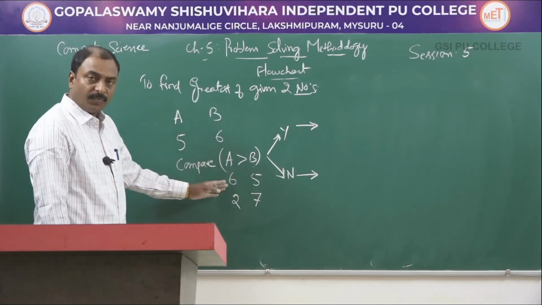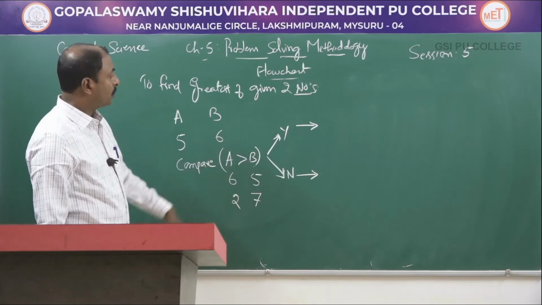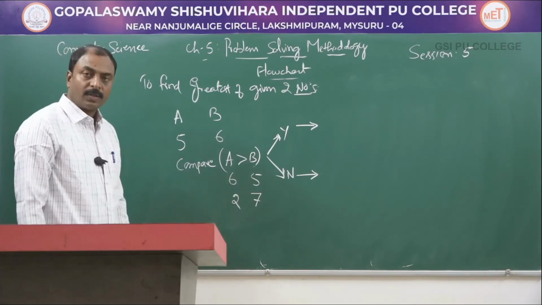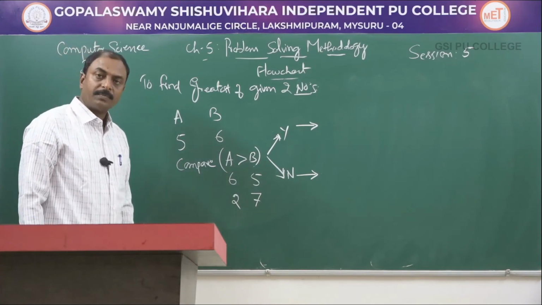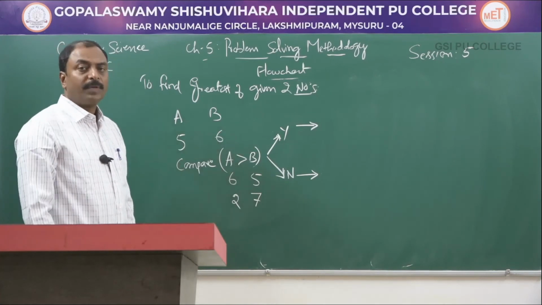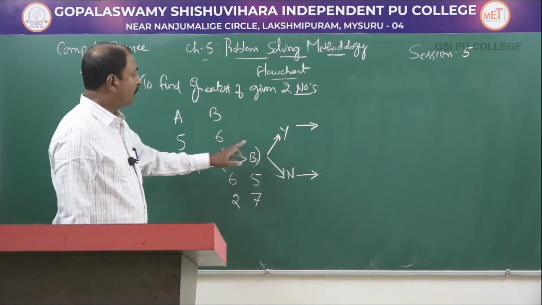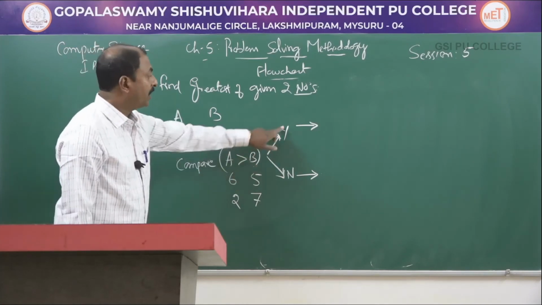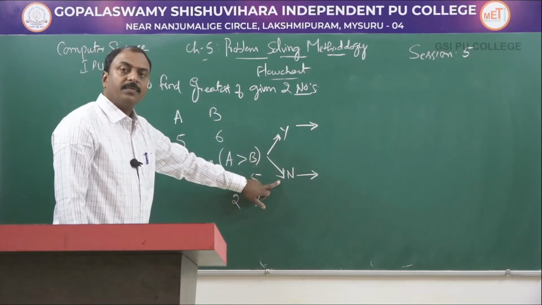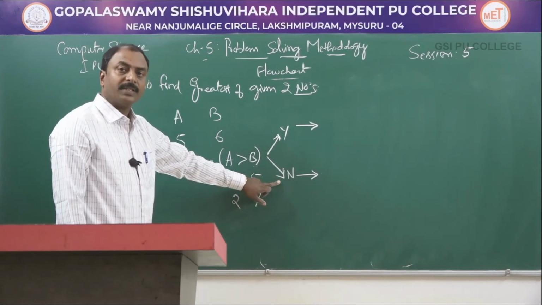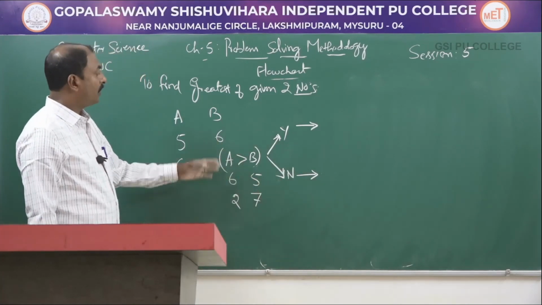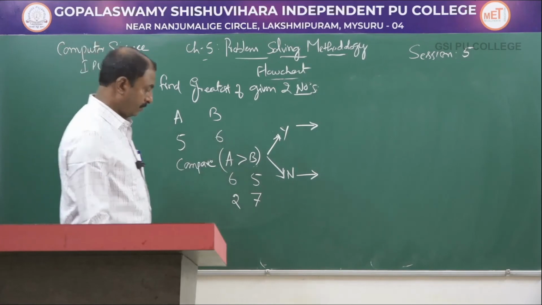So in this flowchart, we are making use of the rhombus. You know what is the rhombus symbol? The rhombus symbol is used for decision making statements. So we have to make use of the rhombus symbol to compare two values. Accordingly, we have to proceed with the solution. Now let us write a flowchart for the same.